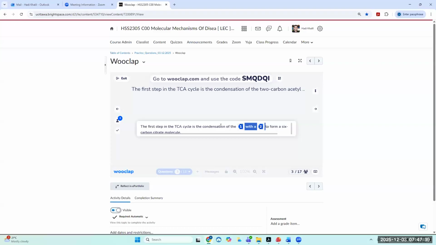Now, of course, you will ask me now, do I have to memorize everything regarding the TCA cycle? I never said you have to memorize everything about the TCA cycle. But the first step of the TCA cycle is important because the name of the TCA comes from there. And we extensively discussed that.